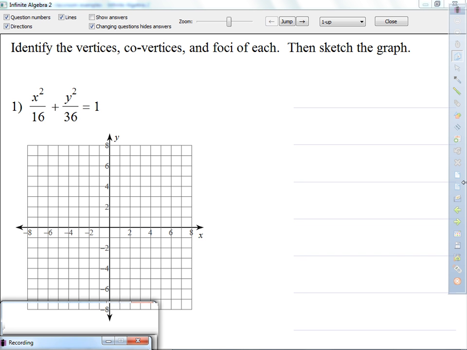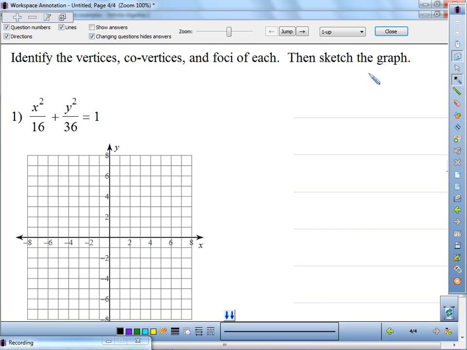Let's look at this one. We're going to do everything it tells us to do. We're going to find the vertices, co-vertices, and then we're going to graph it. Now, graphing it's not really bad either. It's almost as simple as a circle, but we need an extra point because of the way it's set up.